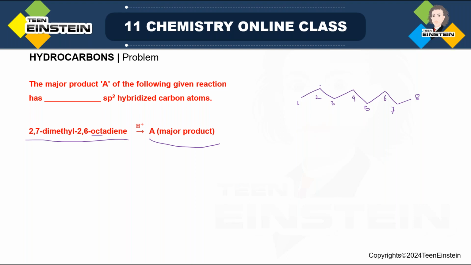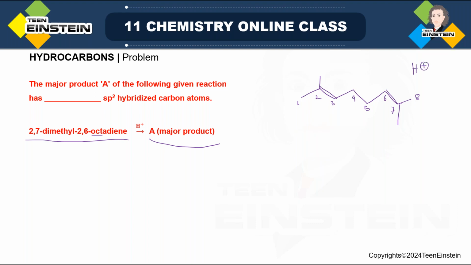Now at 2 position, you have a methyl group. At 7 position, you have a methyl group. Look at the diene position. You have a double bond at 2 position and a double bond at 6 position. So these are the positions of the double bonds. You are adding now H plus. Now this is a symmetrical molecule, and any of these C=C double bonds can be attacked by H plus.